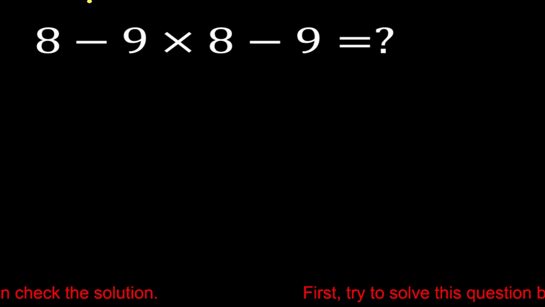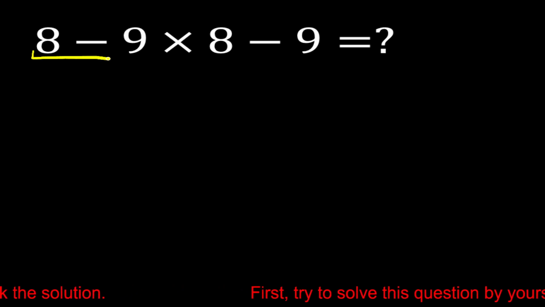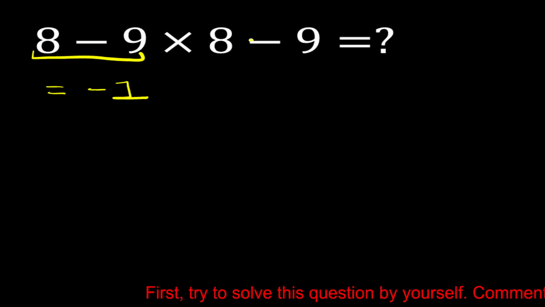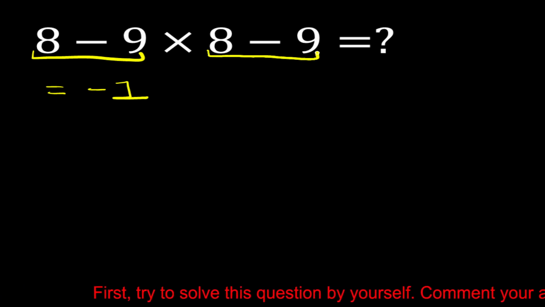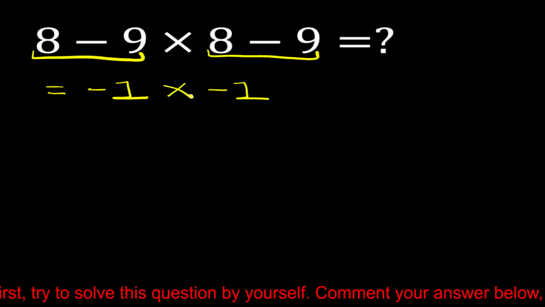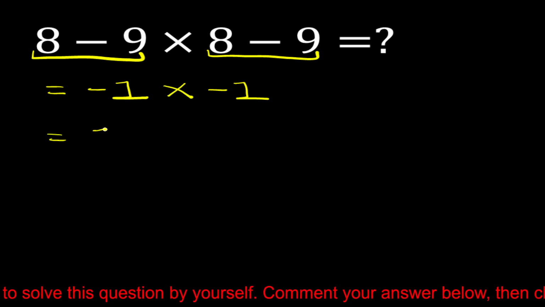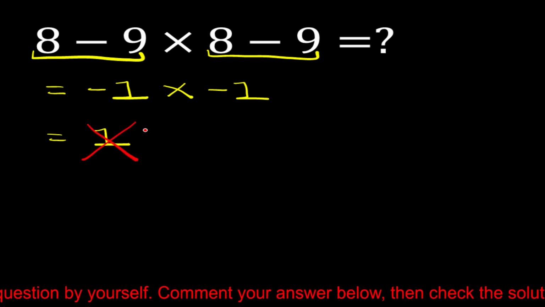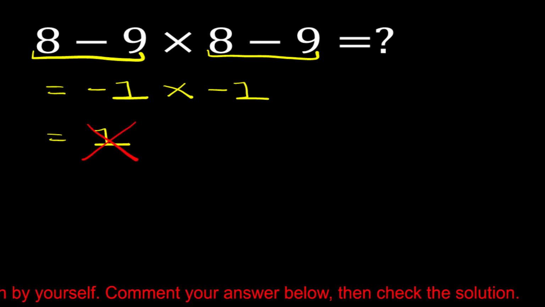So most people solve this question like 8 minus 9 is equal to minus 1. Then again 8 minus 9 is equal to minus 1. So now minus 1 multiply minus 1 is equal to 1. But here this answer is not correct. This answer is completely wrong.